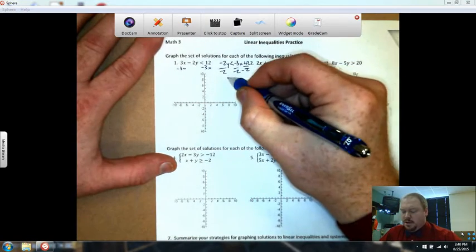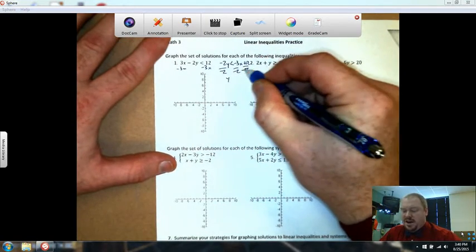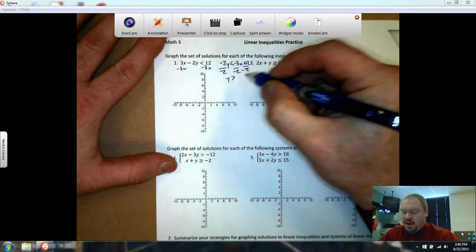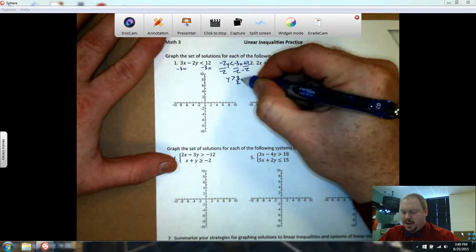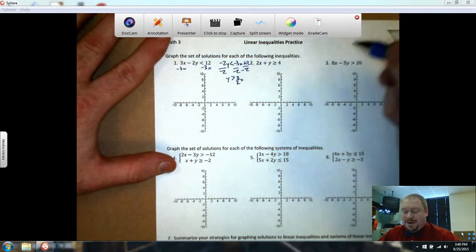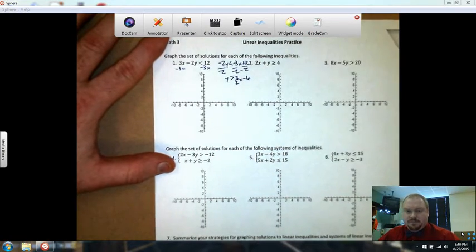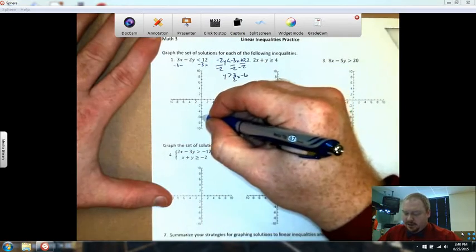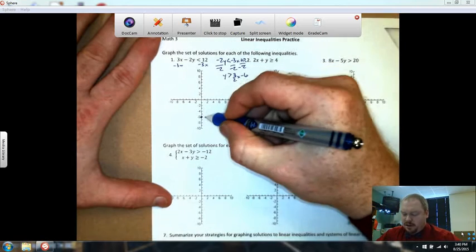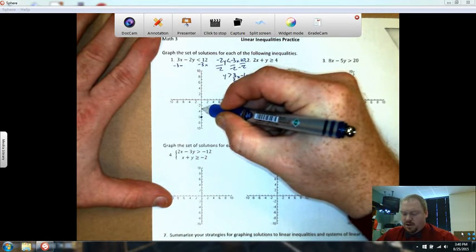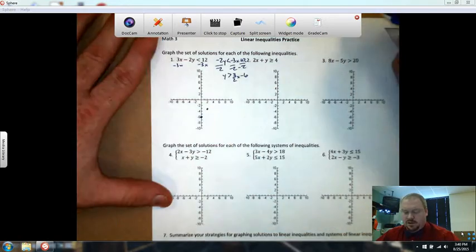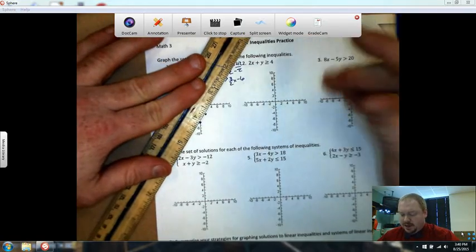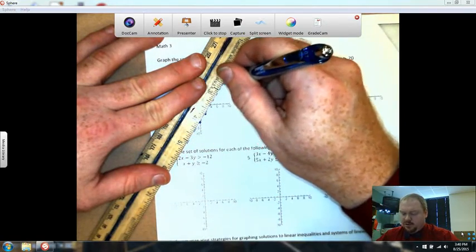That gives me positive y now. I divided by a negative number, so this sign gets reversed. Negative 3 over negative 2 is positive 3 halves x. Positive 12 divided by negative 2 is negative 6. So put a dot at negative 6. Now I'm going to rise 3, run 2. Because there is no equal line here, I'm going to dash this as I draw it.